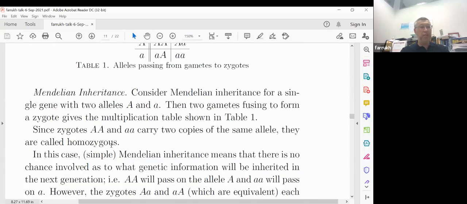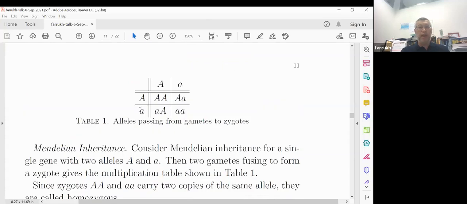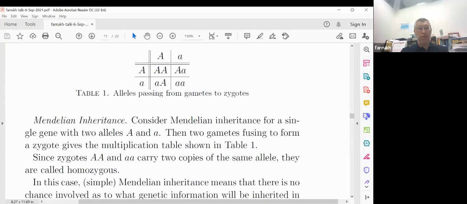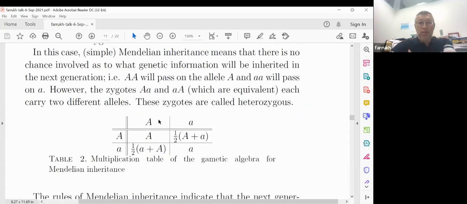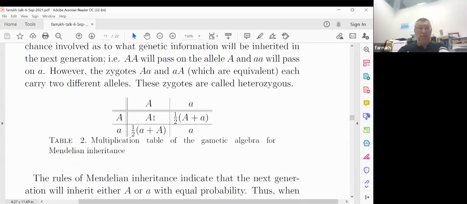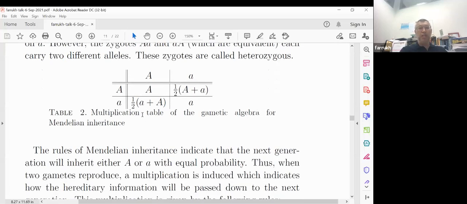So for example, now let us consider a very special case, which is called Mendel inheritance of a single gene with two alleles, capital A and small a. So here we have a multiplication, for example, A multiplied by A. What will we have? We call it AA, and this is a table passing from gamete to zygote. It's given. This is biological terminology. And then we have this kind of table of these zygotes. This is coming from what is called a multiplication table.